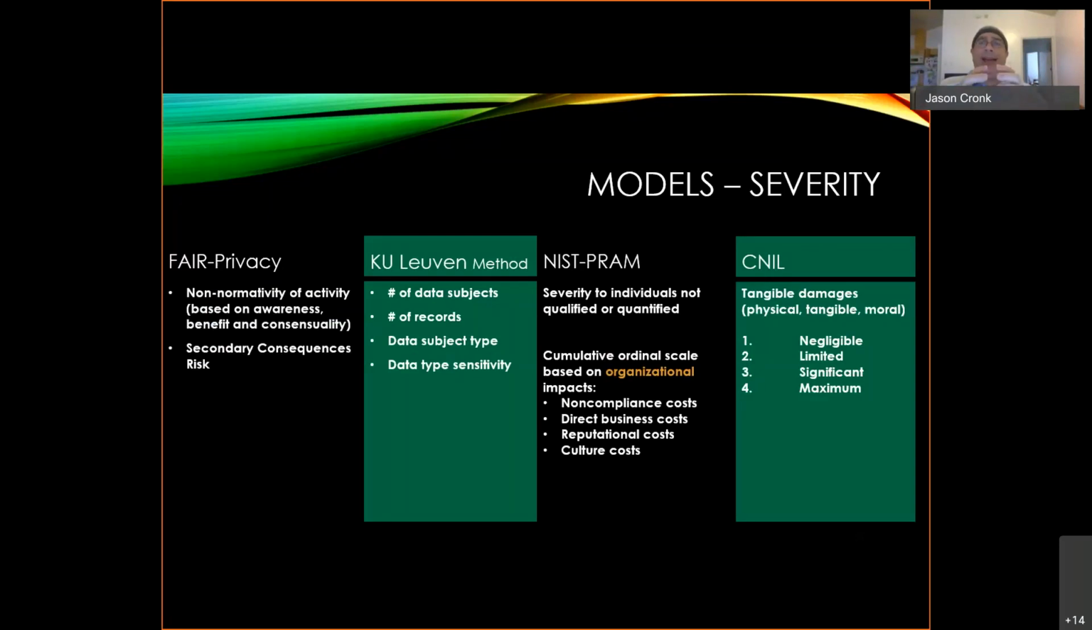Kaulufa looks at tangible damages, so physical, other forms of tangible, like emotional distress, and then moral harms, which kind of goes to the non-normativity of the activity. And again, they use a 4-point scale, but for each of the harms that they presented in the initial one, they talk about when this is negligible, when this is limited, when this is significant, and when this is maximum, trying to help guide organizations in determining that.